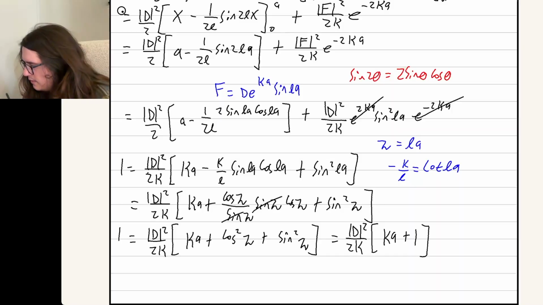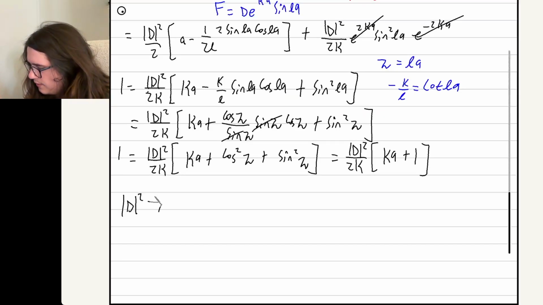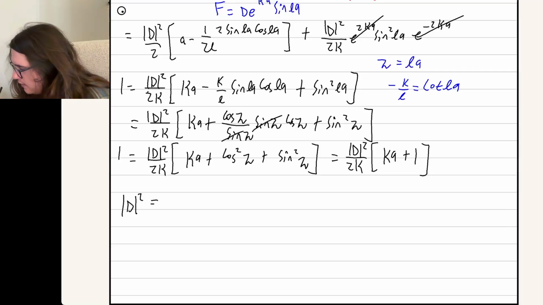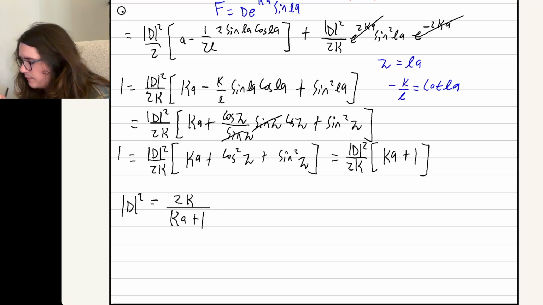Nice. So at that point, I think it's good to go ahead and solve for d squared. I'll leave it as mod d squared, and then it's going to be just 2 kappa over kappa A plus 1. Awesome.